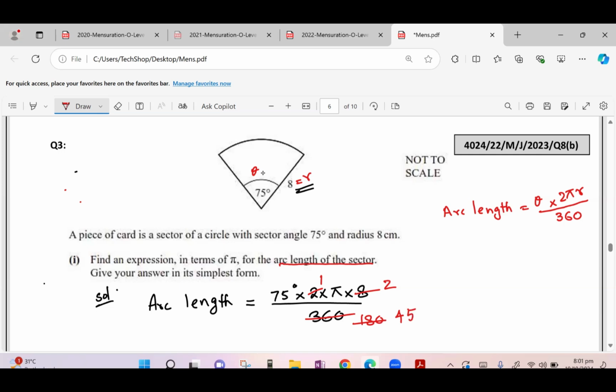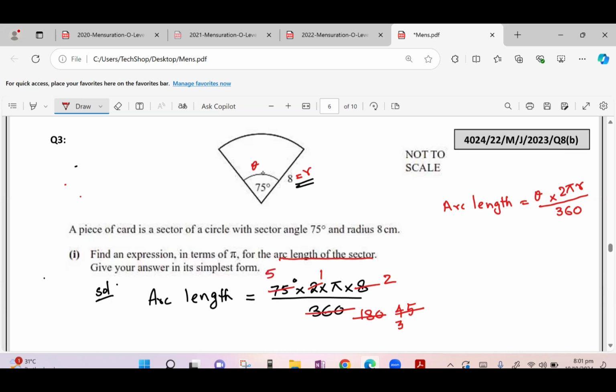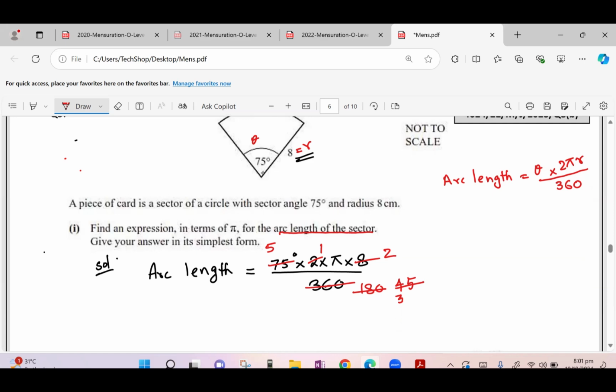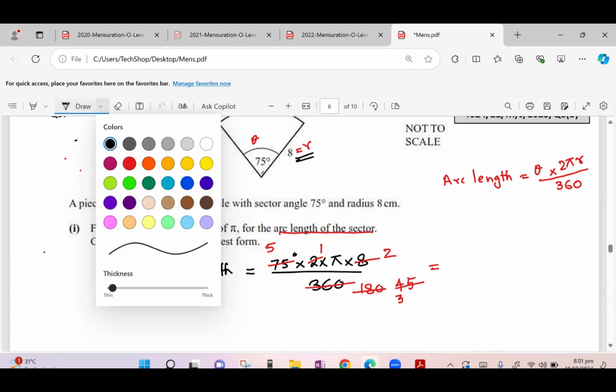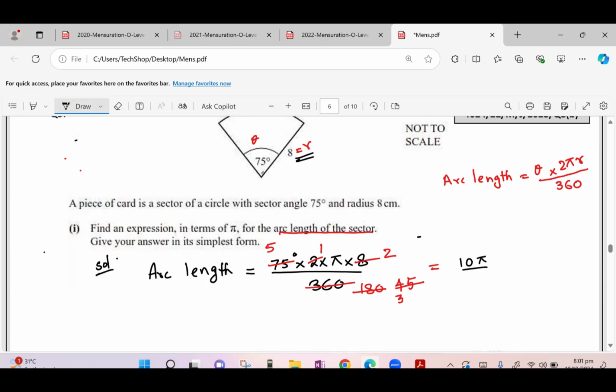It can be cancelled out with 15, or the 3 times table. 15 threes are 45, and 15 fives are 75, isn't it? So the answer will be 10 pi over 3. Clear? Is your answer 10 pi over 3? You can say 10 over 3 pi, or 3 and 1 over 3 pi. Yes.